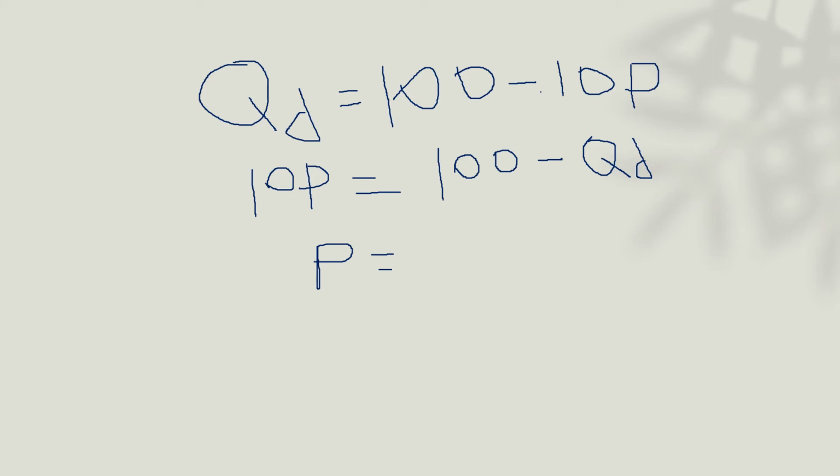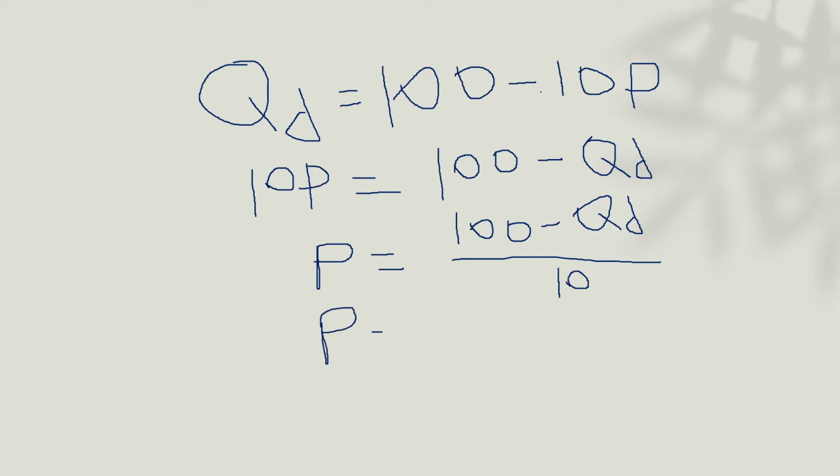So P equals, now the whole right hand side element becomes numerator divided by 10, because 10 was multiplied with the left hand side. Now it is becoming the divisor of the right hand side. So now this 10 is here. When you simplify this, we get price equals 10 minus 0.1 QD.